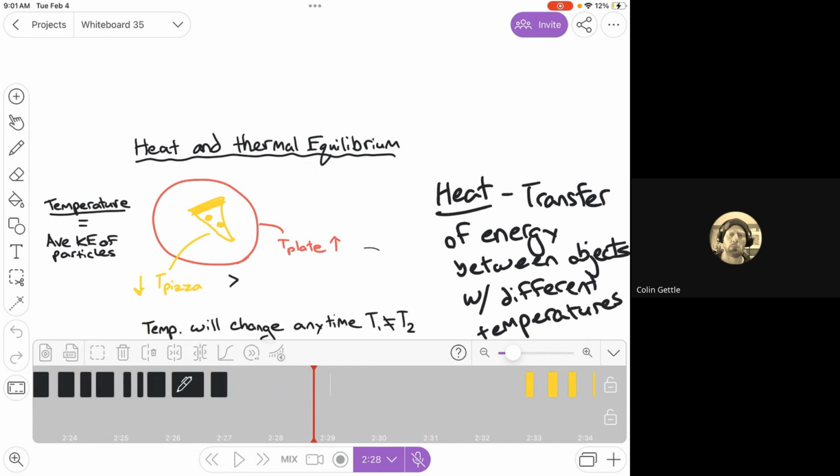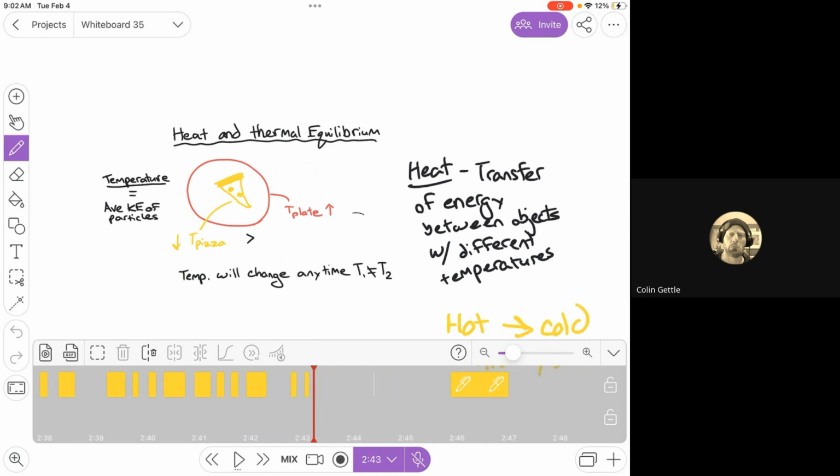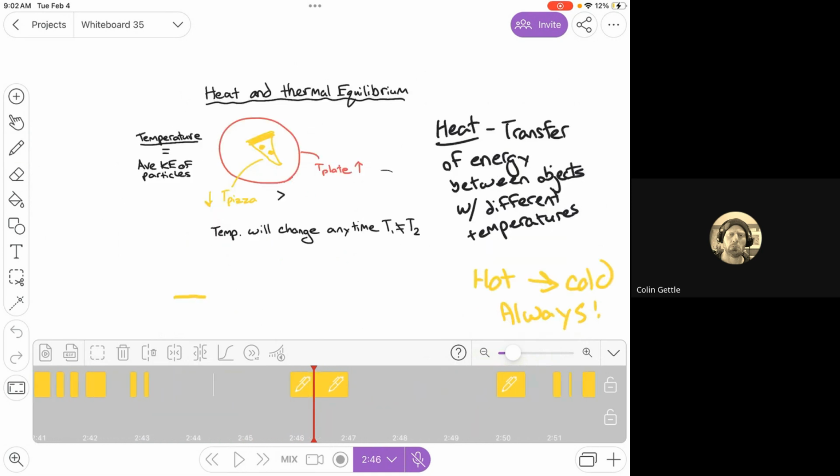And as you can see with our plate and pizza, heat is transferring from the hot pizza to the cold plate. So from the hot object to the cold object, always from hot to cold. But why is that? Let's go ahead and break down our problem and really dig into what's happening in the system. In real life, a lot of energy is also going to be transferred from the pizza into the air around it. But for this problem, we're going to simplify and just look at the pizza and the plate.